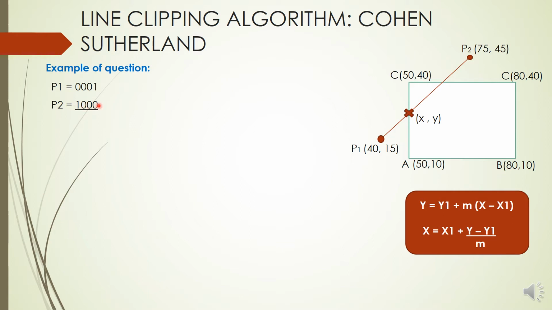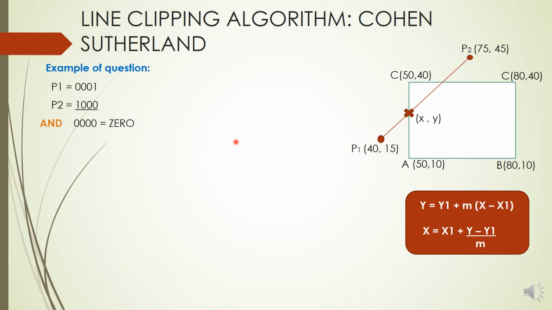So we need to perform the logical AND operation for P1 and P2, to check whether we get 0 or not. 1 and 0 is 0, 0 and 0 is 0, 0 and 0 is 0, and 0 and 1 is 0. So you get all 0s, and the answer is 0. That means we need to find the intersecting point, because the line is partially inside and partially outside.